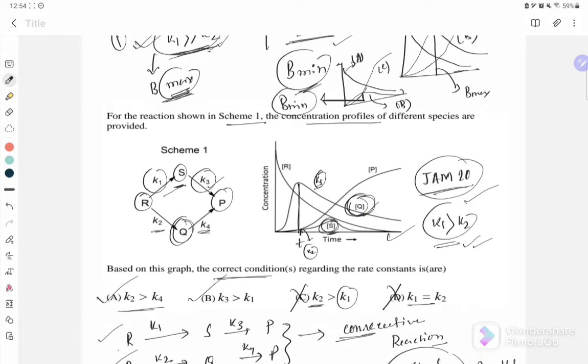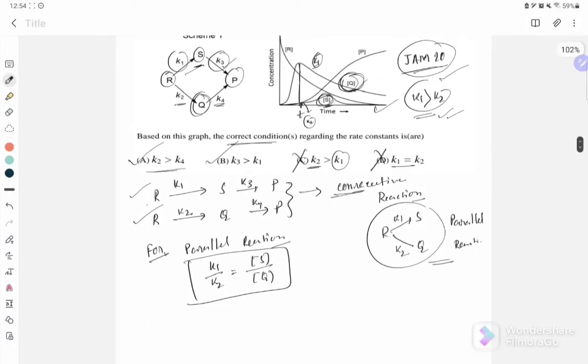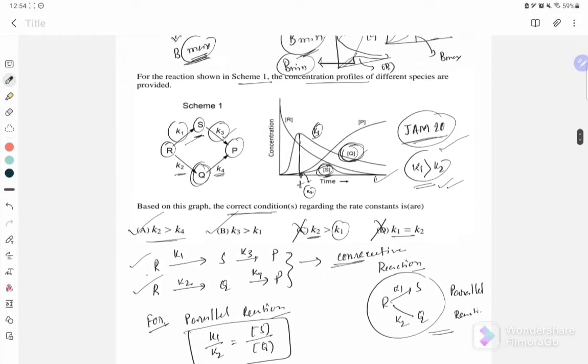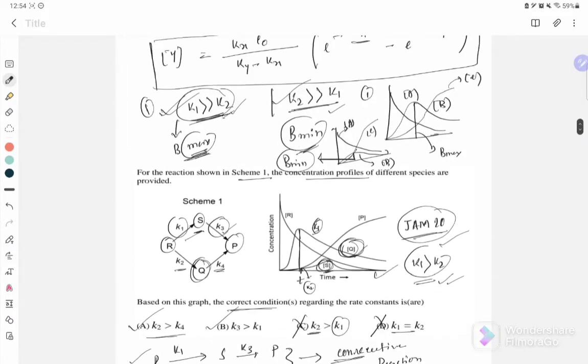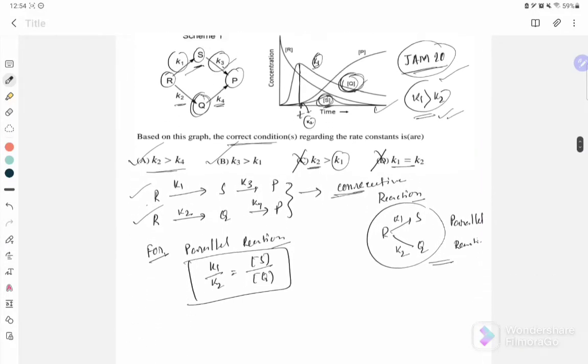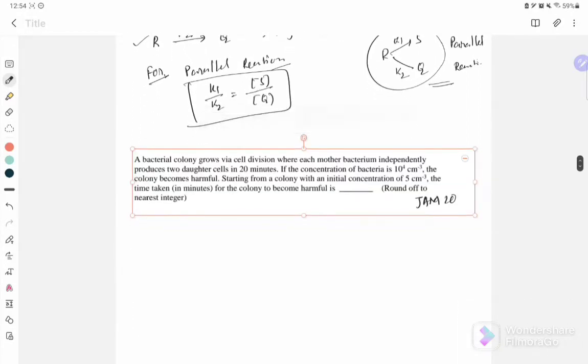This is an MCQ type question, you have to check all the options that are correct, and then you will get the number for that question. Okay, so our next question came in JAM 20. It's a tricky question.